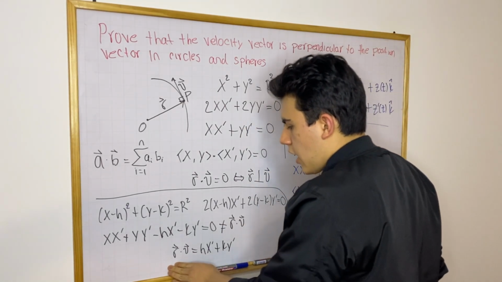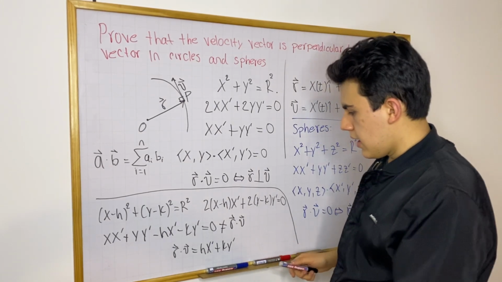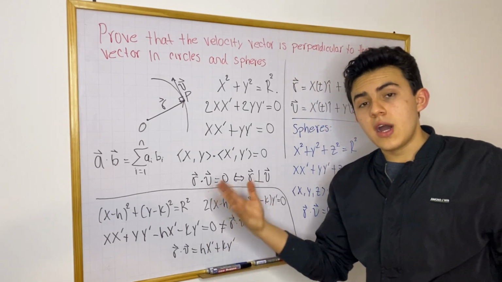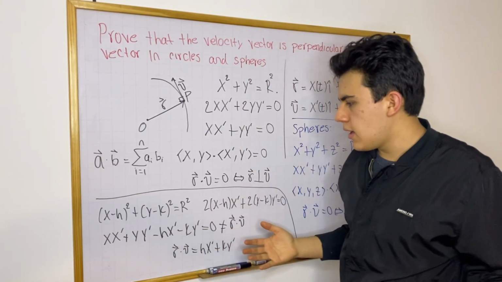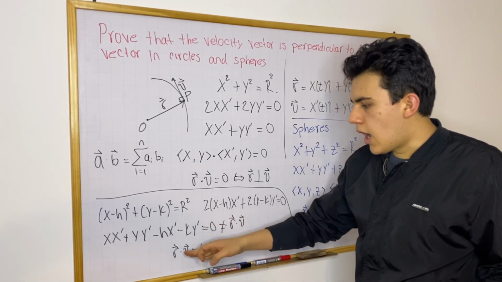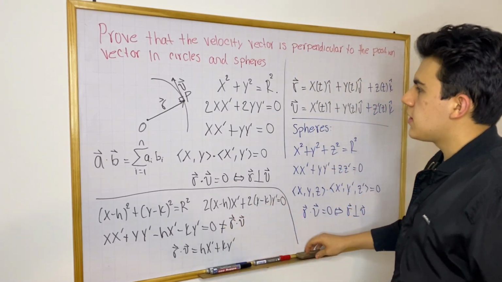Now, this means that r and v are no longer perpendicular, because their dot product is not equal to zero. And that is why your circle and sphere must be centered at the origin. And this only holds true, however, if r is measured from the origin, because you could have the following scenario.